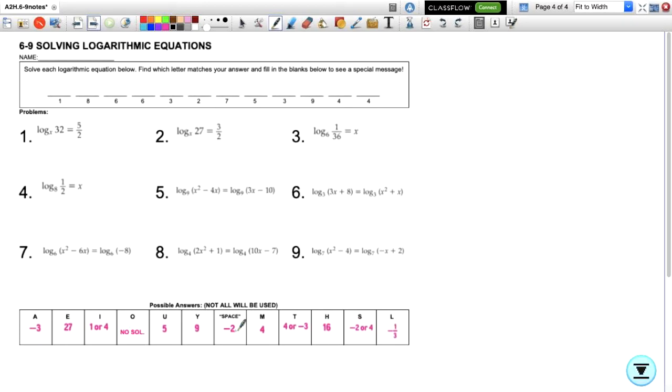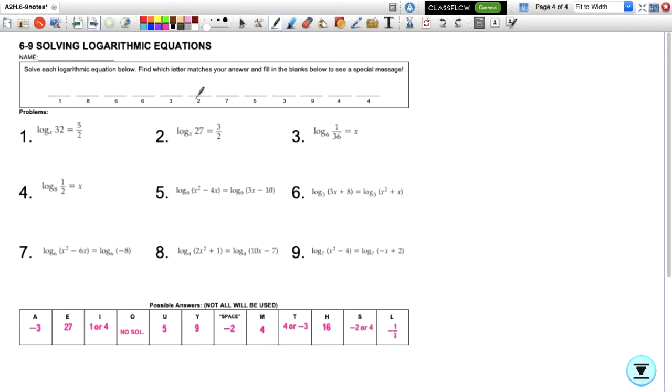So you can't just kind of wing it. There's some extra letters that you won't be using. So you're going to solve it. You're going to find your answer down here. Say the answer to number 2 is, I don't know, y. So I'm going to go to where number 2 is up here. I'm going to go down to, if I said the answer to 2 was y, I meant that the answer was 9. So I'm going to write y. So up here where it says 2, I'm going to put the letter y.